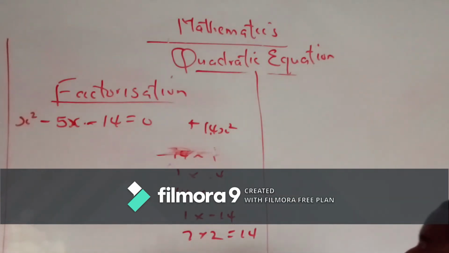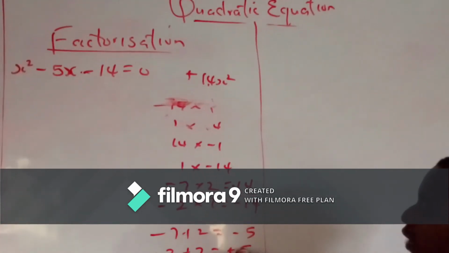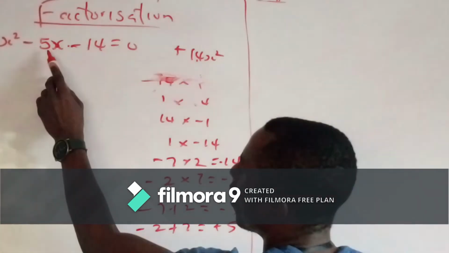So 7 times 2 will give us 14, minus 2 times 7 will give us minus 14. If you add minus 7 plus 2, that will give us minus 5. If you add minus 2 plus 7, it will give us plus 5. So what we need is minus 5.